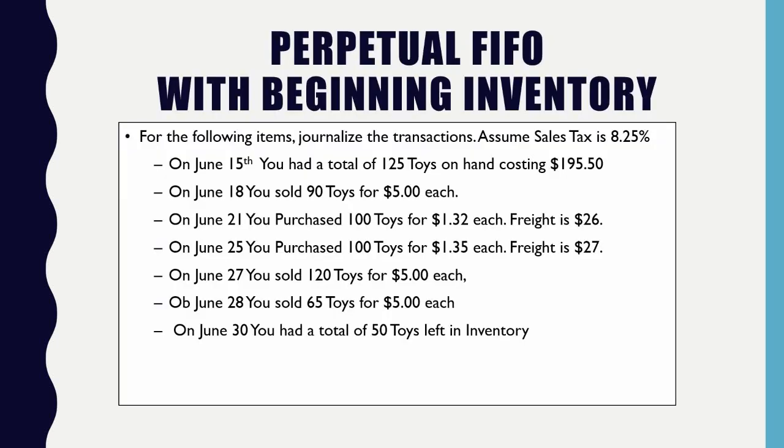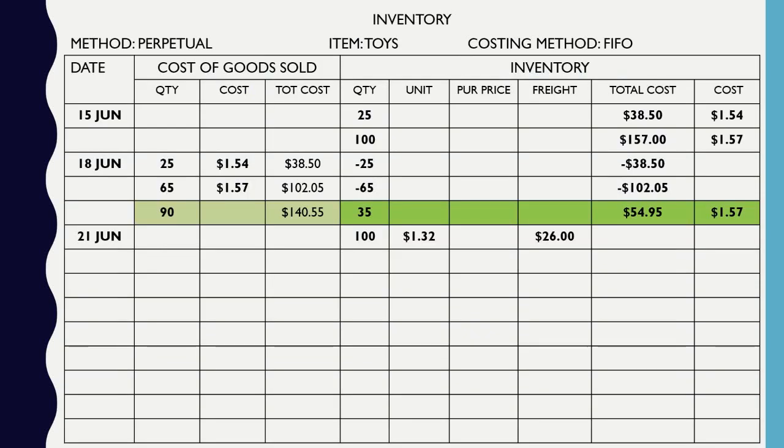Then if I decided on June 21st to make another purchase of 100 toys, you just continue on with the purchases section. I purchased another 100 units at $1.32, giving me $132 plus $26, a grand total cost of $158. Divide that by 100 units and you're at $1.58, and once again, let's color code it. So now I have two batches of inventory: my green batch from my beginning and my new batch of 100 in blue. Okay.